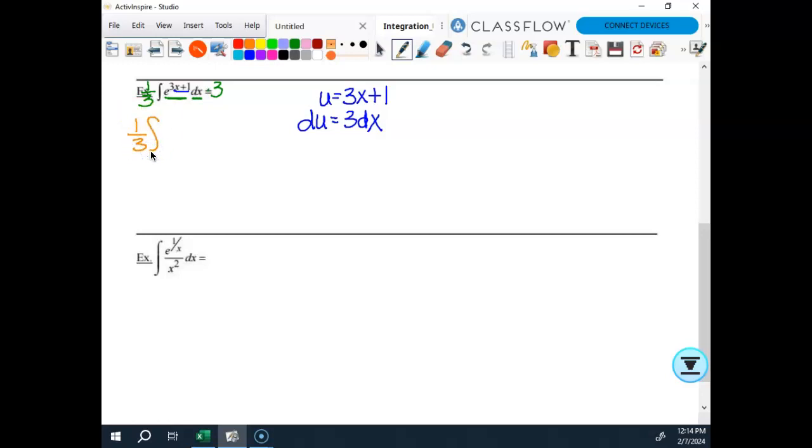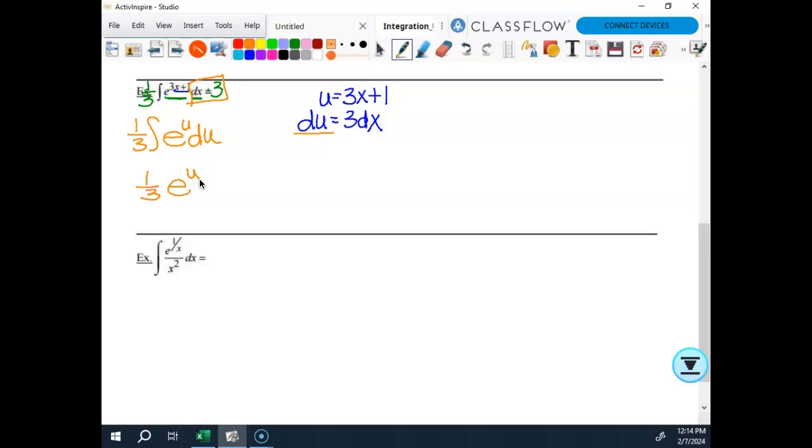Instead of e to the 3x plus 1, it is e to the u power. And then my du, this 3dx, is all together right there. That's du. Okay. So now I can integrate, right? It's something I can handle. So this is going to be 1/3 times what? When you integrate e to the u, what do you get? E to the u.